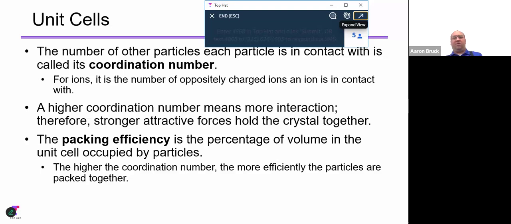Higher coordination numbers mean greater interaction. Greater interactions mean stronger attractive forces to hold the whole thing together. And that generally means a couple of things, usually. It usually means that we have a more dense solid, and that more dense solid usually has a higher melting point because of the increased attraction.